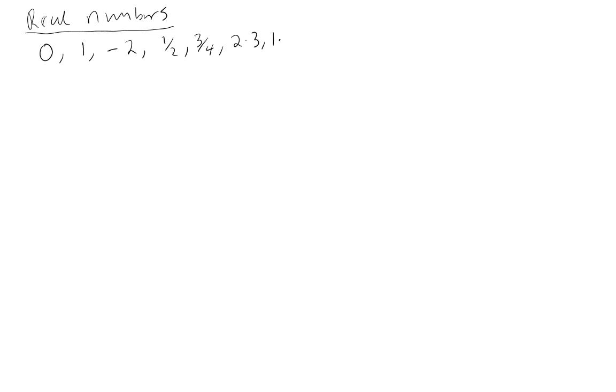Let's start with real numbers. Real numbers are the numbers that we have been using day to day, such as 0, 1, minus 2, fractions like 1 over 2, 3 over 4, numbers with decimal points like 2.3, 1.5, numbers with square roots like square root of 2, numbers like pi, exponential, minus 3, minus 2.5, and so many more.